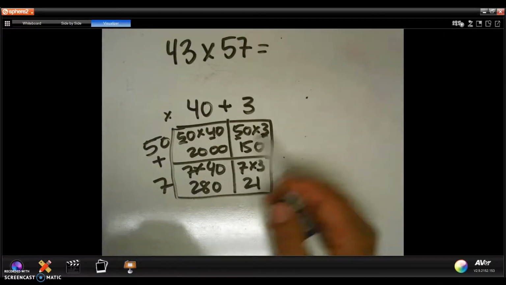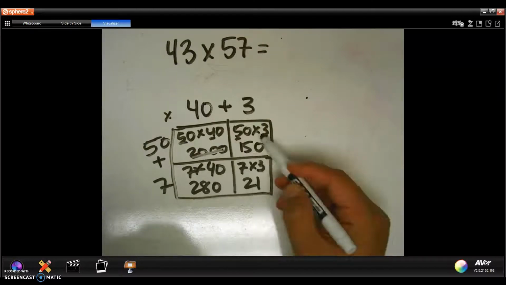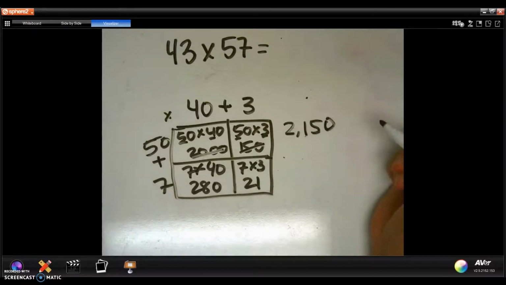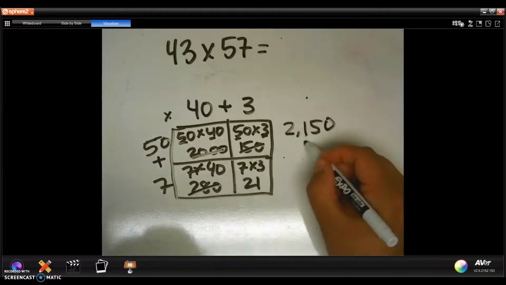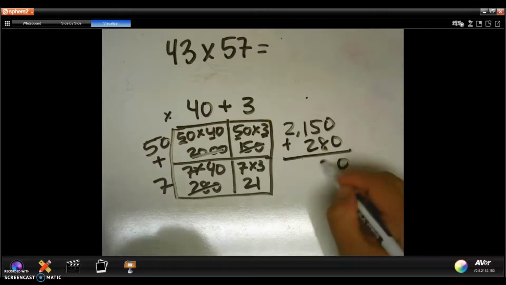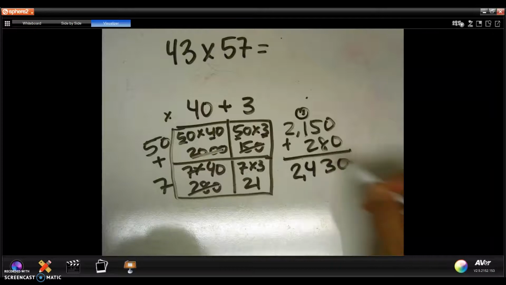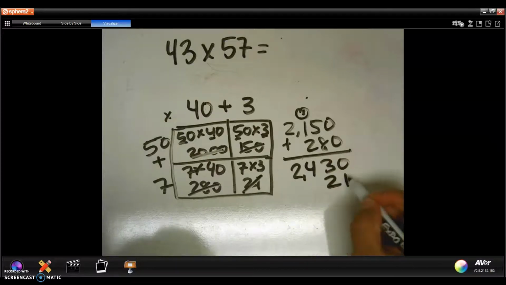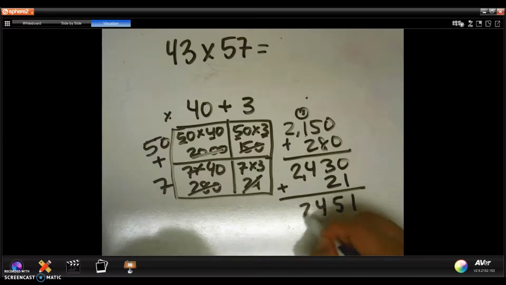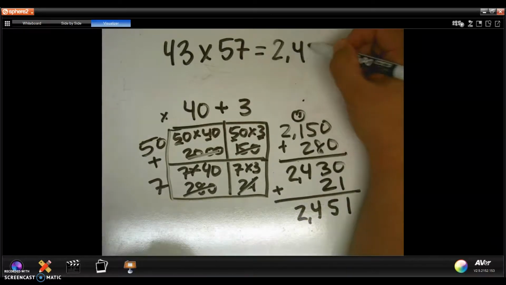So now what I need to do is add all of these together. Well, I know I can do 2,000 plus 150. That's going to get me 2,150. And then I'll add 280 to that. So I got 0 plus 0, that's going to be 13, that's going to be 2, 3, 4. And there we go. We just got to add that 21 now. So we got 1, 5, 4, 2. So 2,451. That should be our product.